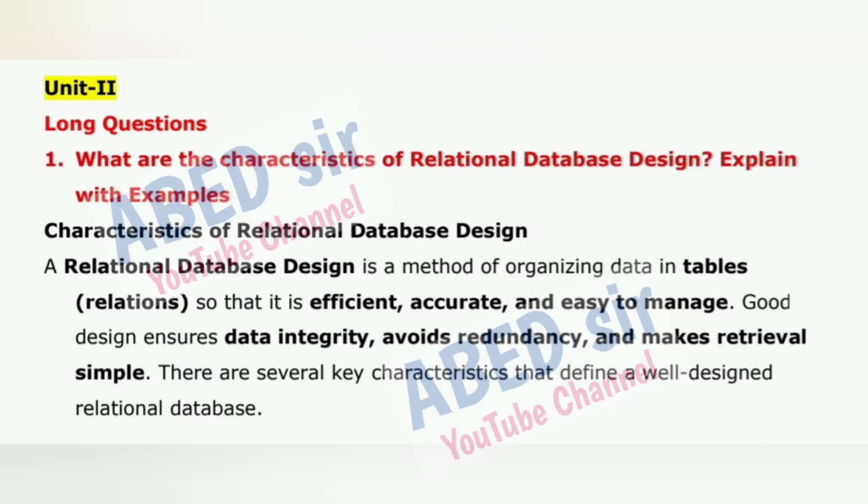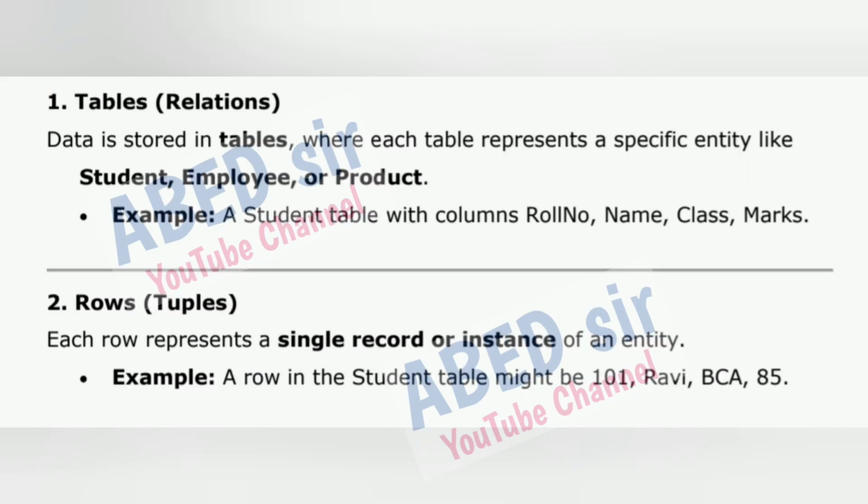A relational database design is a method of organizing data in tables, relations, so that it is efficient, accurate, and easy to manage. Good design ensures data integrity, avoids redundancy, and makes retrieval simple. There are several key characteristics that define a well-designed relational database. 1. Tables, relations. Data is stored in tables, where each table represents a specific entity like student, employee, or product.